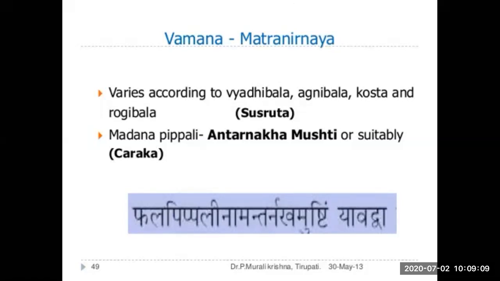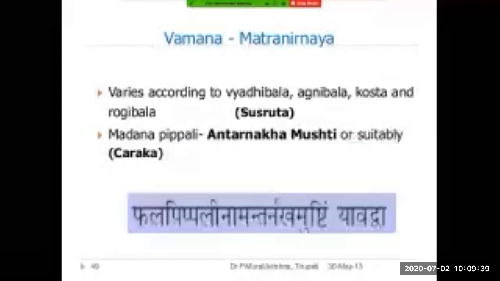For Shamana Karmartha, you can use like 1 to 3 grams. Phala Pippalinam Antarnakha Mushtim Yavadva. So you will get the reference to the seeds. Phala Pippali is the seeds of Madana Phala. So the dosage of the Madana Phala Churna is Phala Pippalinam Antarnakha Mushtim, the Antarnakha Mushti of that particular person, you can use.